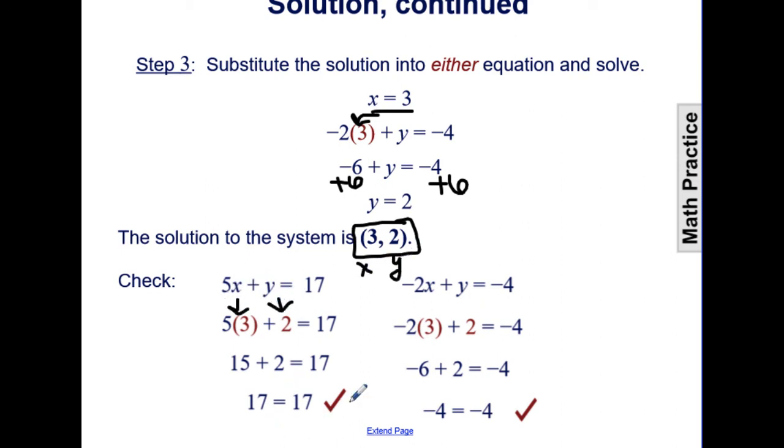We get 17 equals 17 in the first equation, and -4 equals -4 in the second. It's true for both equations, therefore it's the solution to this system.